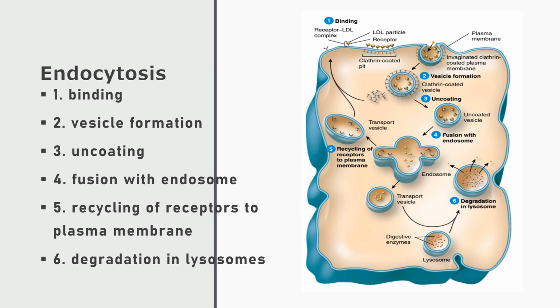Here are the steps that take place in endocytosis. The substance will first bind at the receptor. The receptors are present in the plasma membrane; among the membrane proteins present in the plasma membrane, some can function as receptors. After binding at the cell membrane, vesicle formation follows. After the vesicle forms, there will be uncoating, and then it will fuse with an endosome, followed by recycling of receptors to the plasma membrane, and finally degradation in the lysosomes. Those are the basic steps in endocytosis.